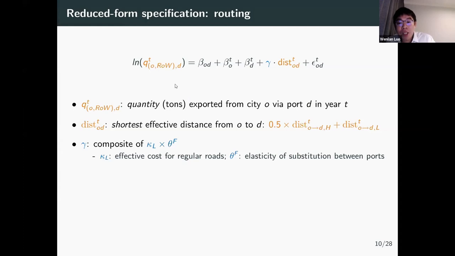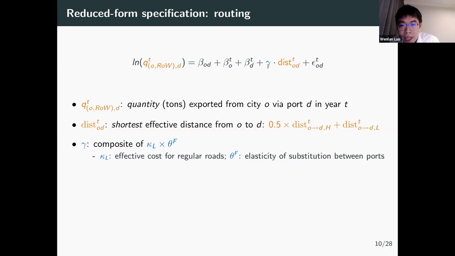And the specification is very straightforward. On the left hand side is the quantities. We choose a benchmark to be quantities, but it can be value as well. So exported from city c to the rest of the world via a port d at year t. And on the right hand side, the main variable of interest is the shortest distance I described before, and the coefficient of interest is a semi-elasticity. We control for city-port pair fixed effects, so we are using the over time variation, and we can also control for city-time fixed effects and port-time fixed effects, to control as much as we can, and then we estimate this.